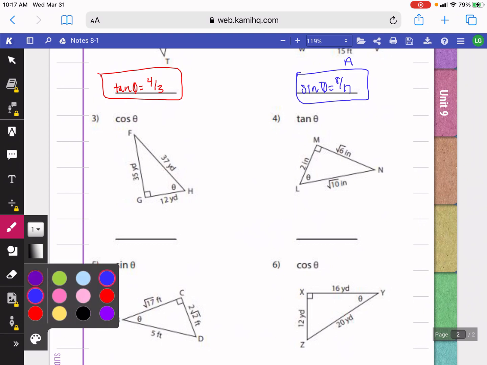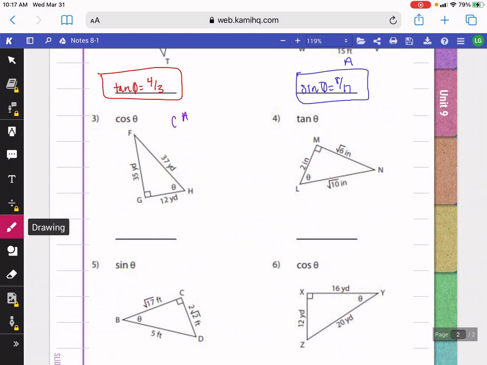Next is cos, so we're using CA. My angle's here. I always identify my hypotenuse first. 12 is adjacent because it's touching our angle theta, and 35 would be opposite. So next, we are going to fill in. So we have cos theta equals a over h, which would be 12 over 37. That's already simplified, so I'm just going to leave my answer like that.